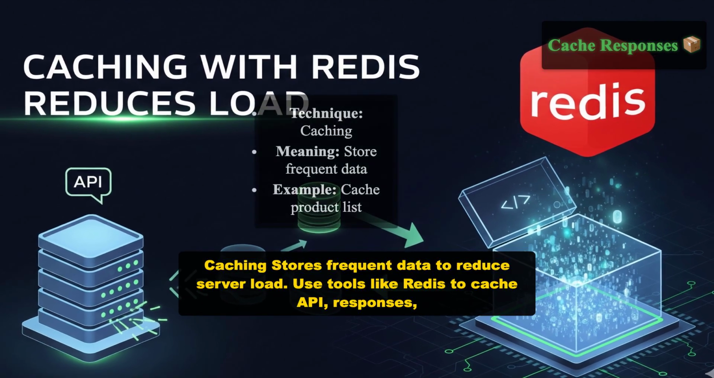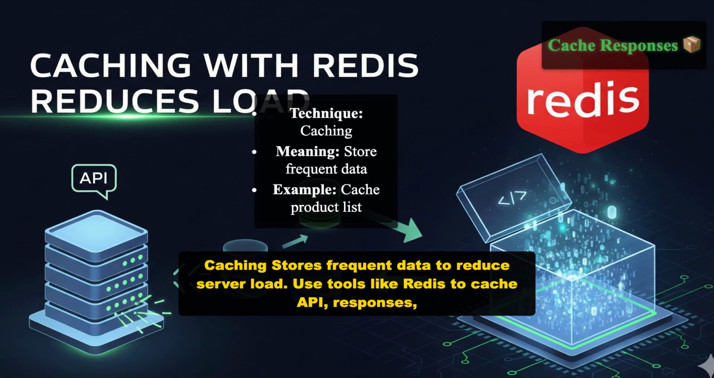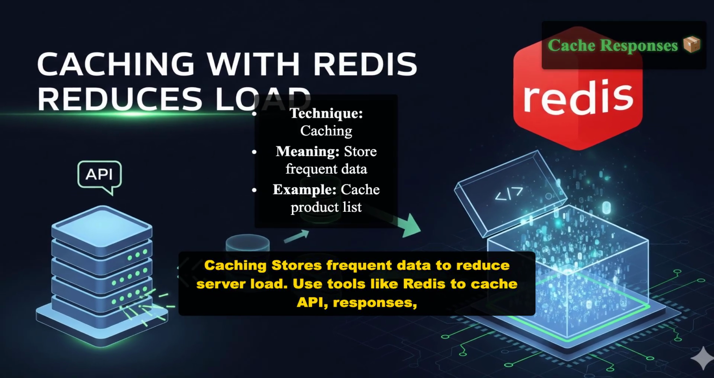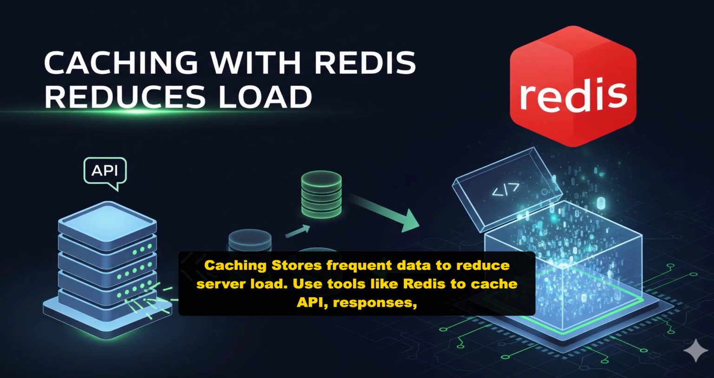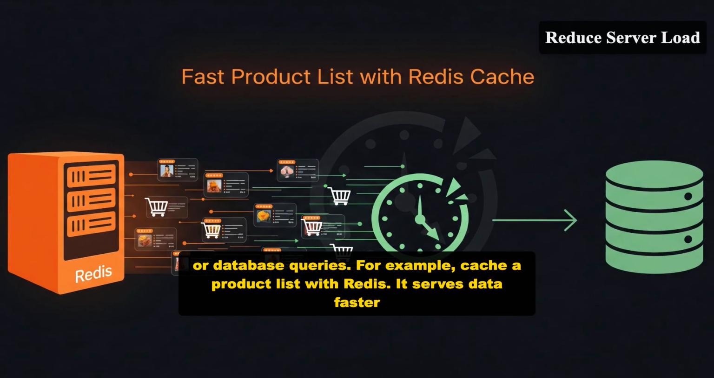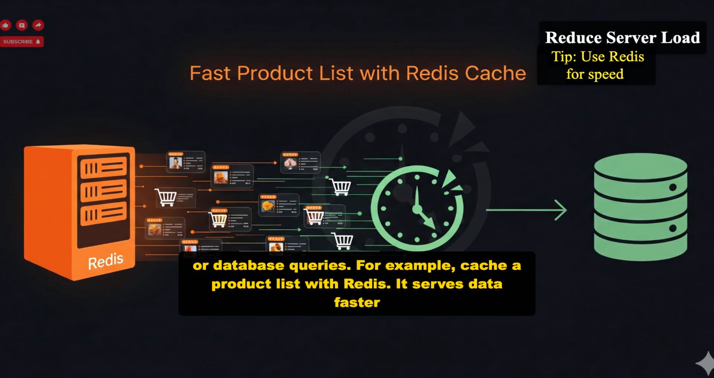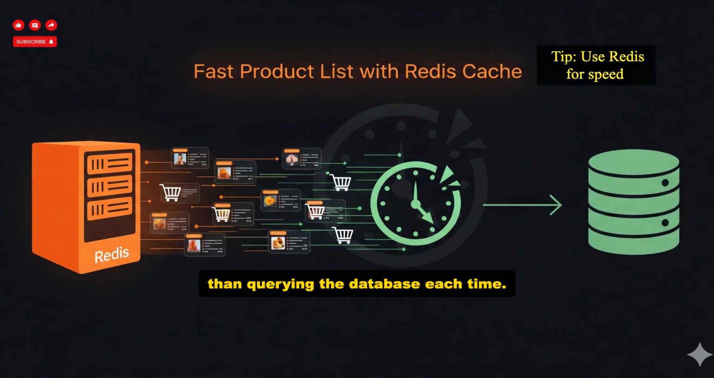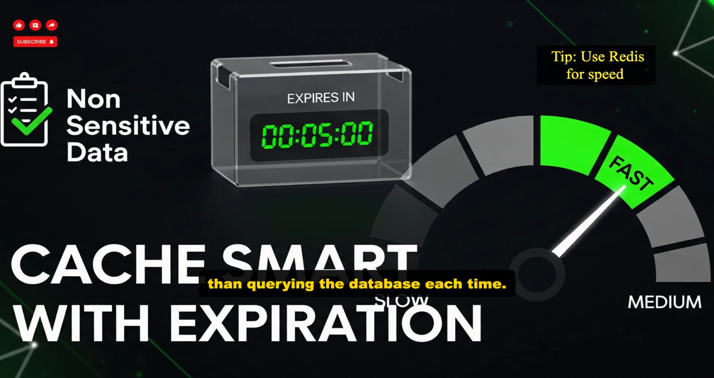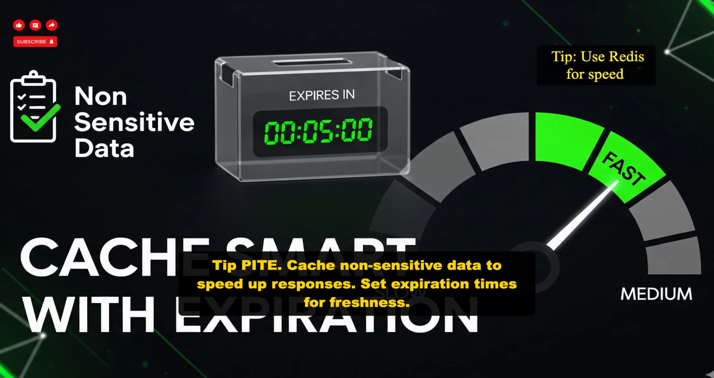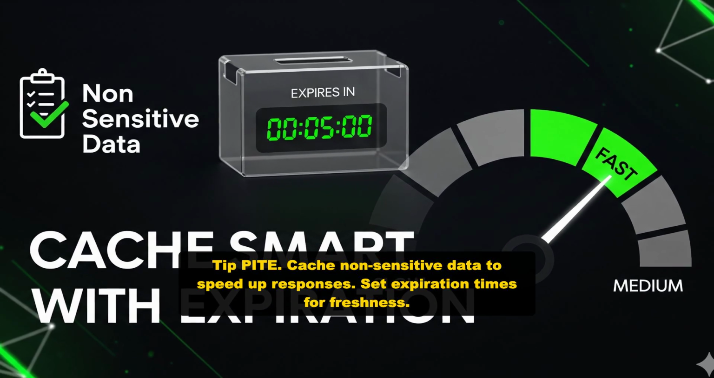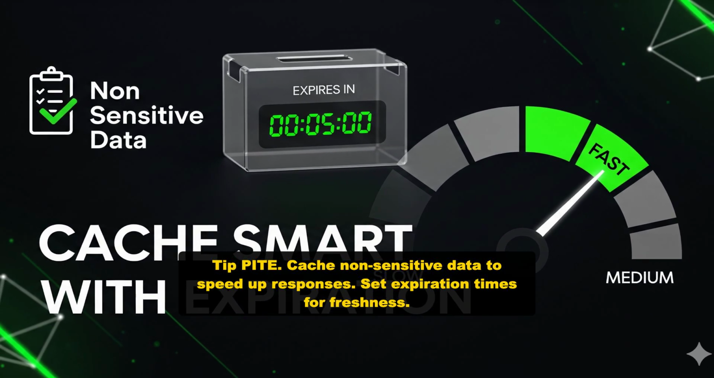Caching stores frequent data to reduce server load. Use tools like Redis to cache API responses or database queries. For example, cache a product list with Redis. It serves data faster than querying the database each time. Tip: cache non-sensitive data to speed up responses. Set expiration times for freshness.